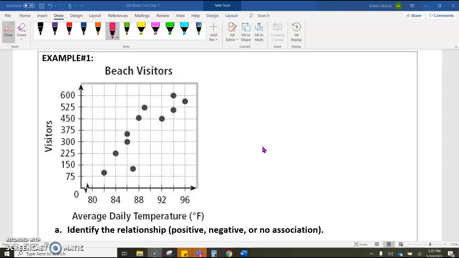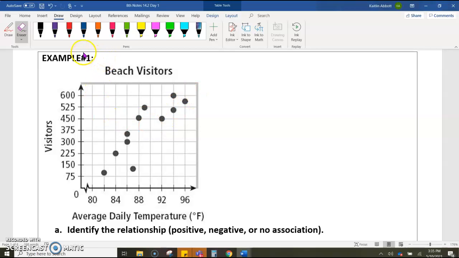Now, when I say that, it doesn't mean you do this. This is not a line of best fit. We're not playing connect the dots. What does a line mean? A line is a straight line. It goes straight, right? So we're going to try to go through as many dots as we can.